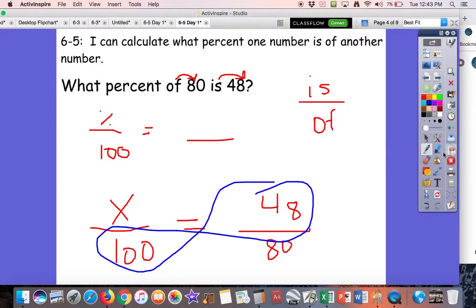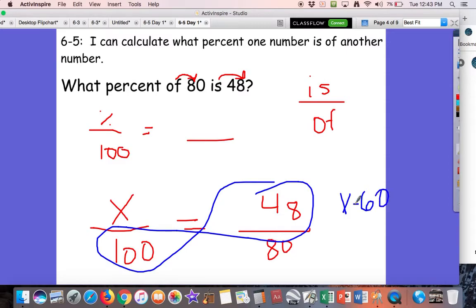So x is 60. Now let's think about this and see if it makes sense. What percent? So 60% of 80 is 48. So what is 60% of 80? Well, it's going to be bigger than half. Okay, 48 is bigger than half. So does this make sense? Yeah.